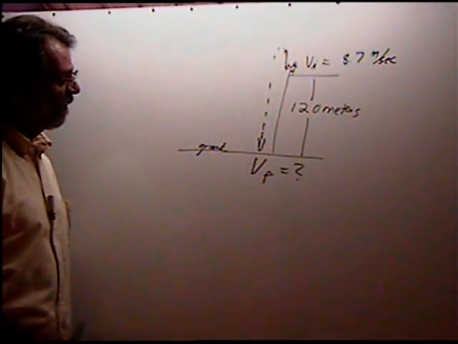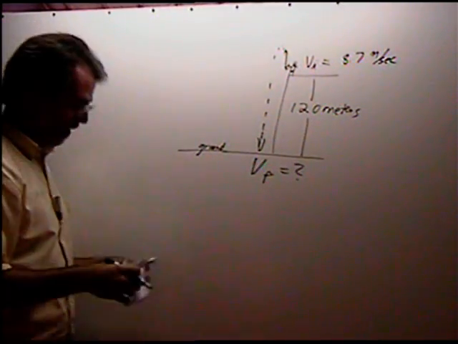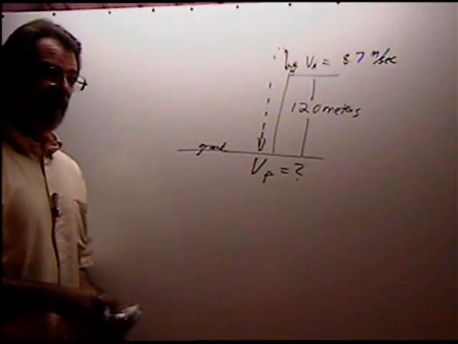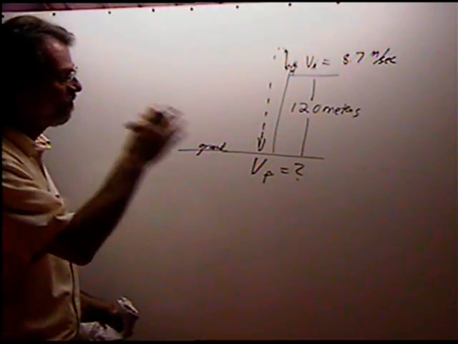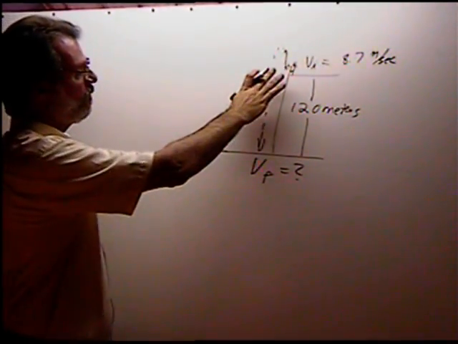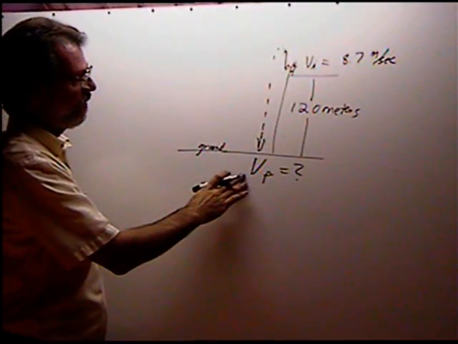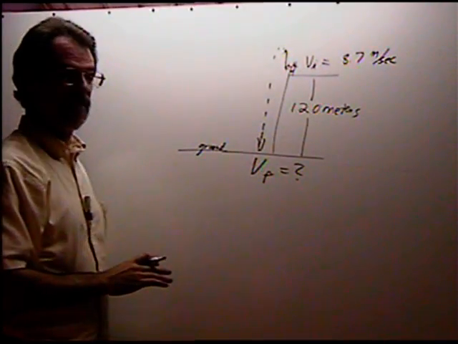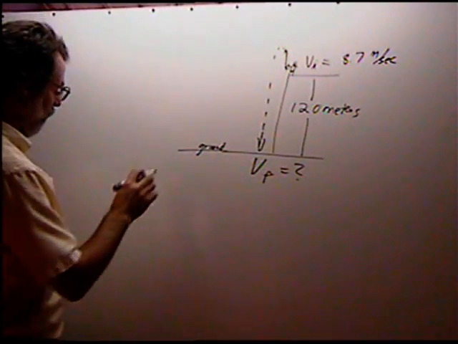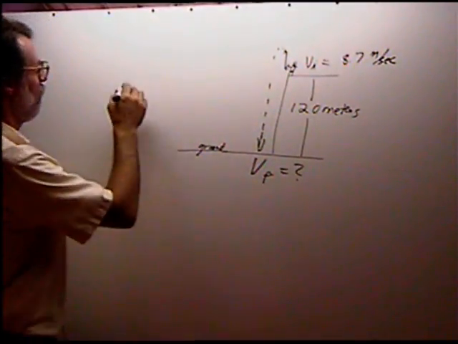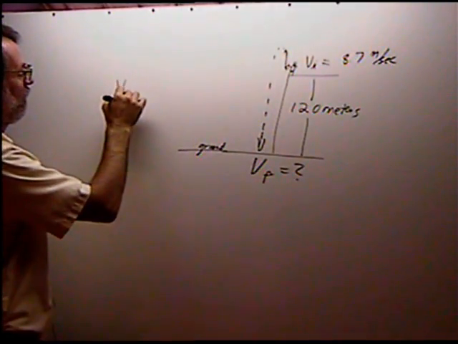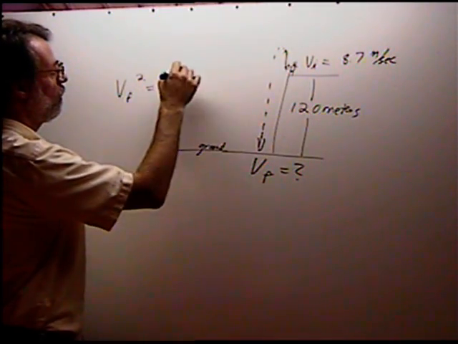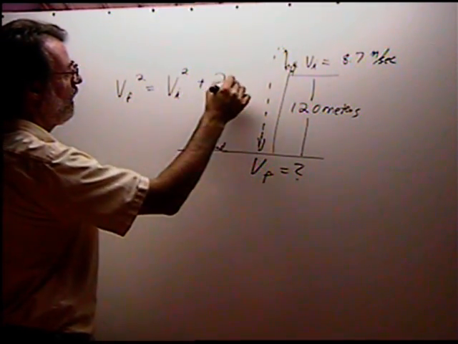Okay. Well, how would you solve this problem? You know what the initial velocity is, you don't know what the final velocity is, but you do know what the distance is, the distance traveled. Okay? Well, think of an equation that doesn't have time with it. We have the final velocity squared equals the initial velocity squared plus 2ax.